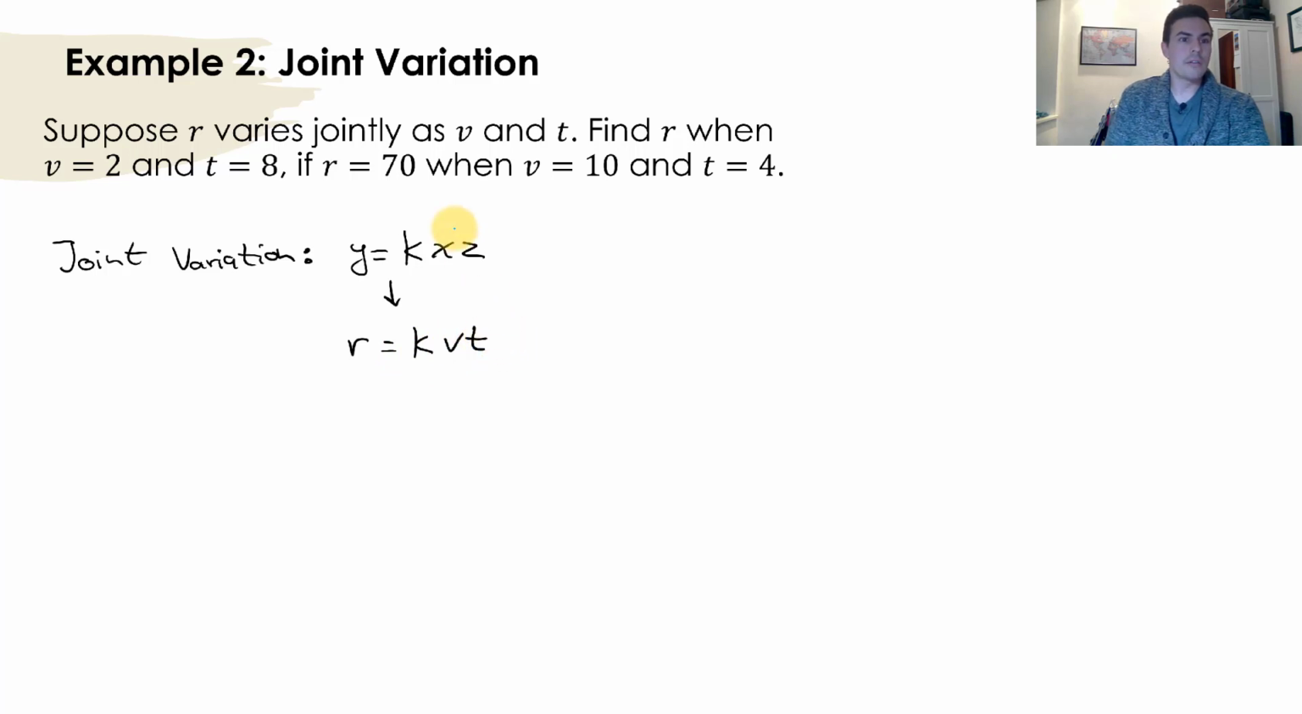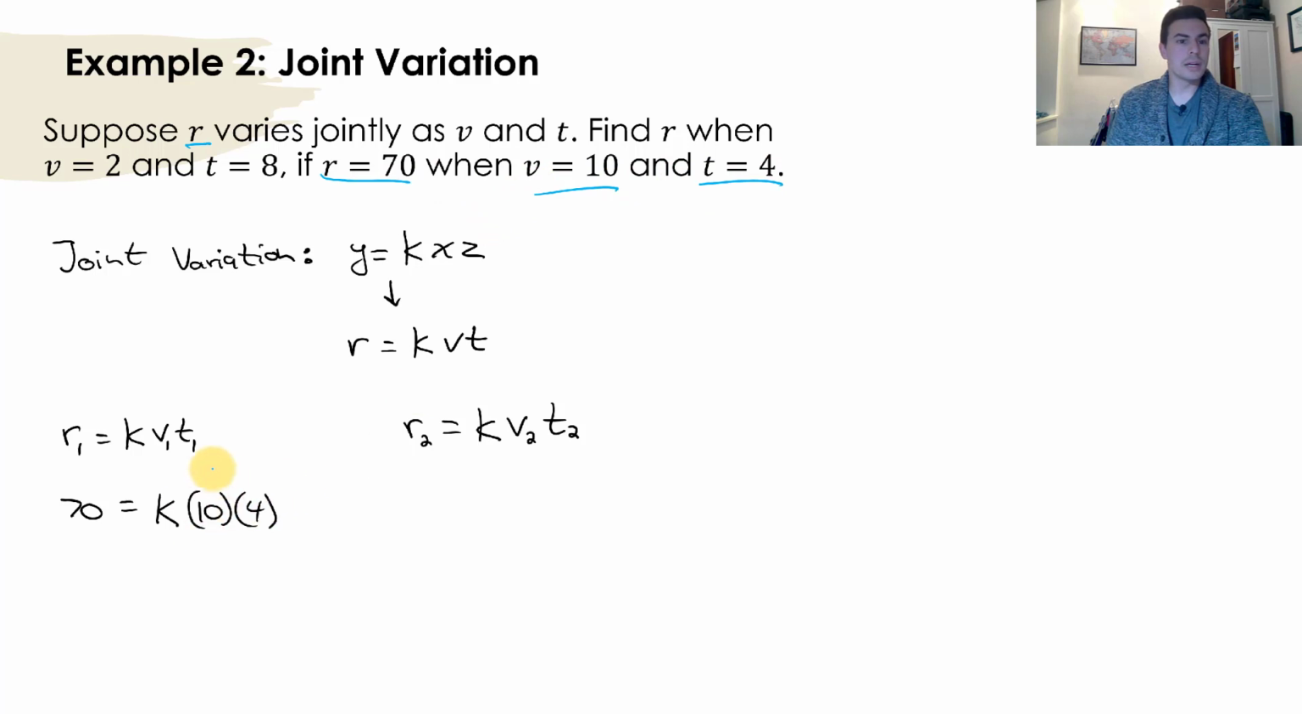Okay, since r varies jointly, and that's going to be what's over here on this side of our equation on its own to start with, okay? So I've got r1 is equal to k v1 t1, and then we're going to use this second situation as well to actually solve. But first, we need to find our k value. So we know that r is 70 when v is 10 and t is 4, so we just plug those right on in, and we can solve for k. k is going to be 7 over 4.